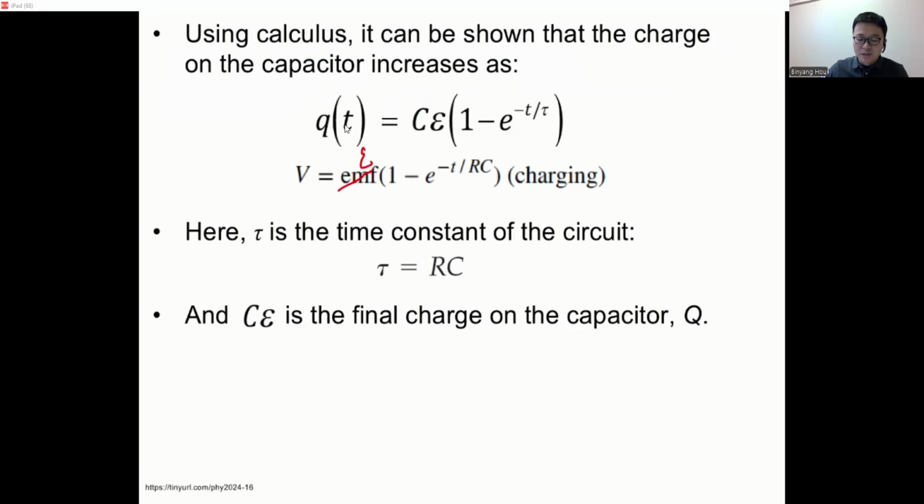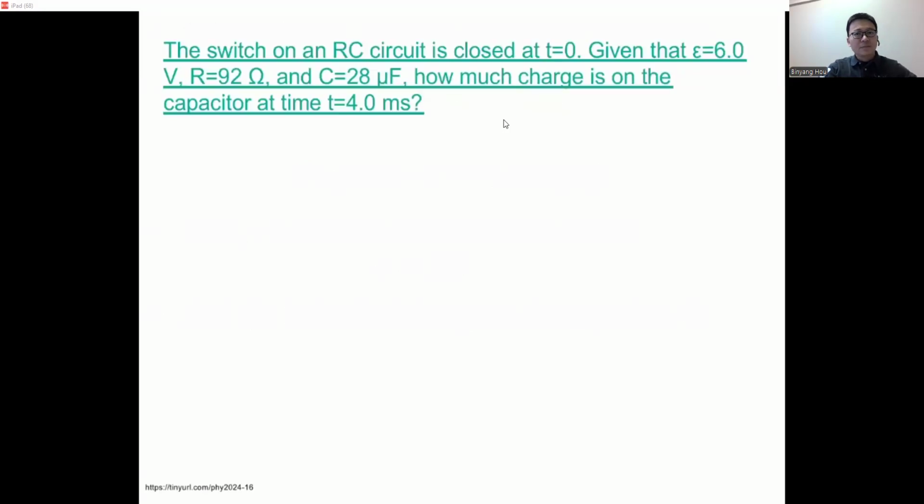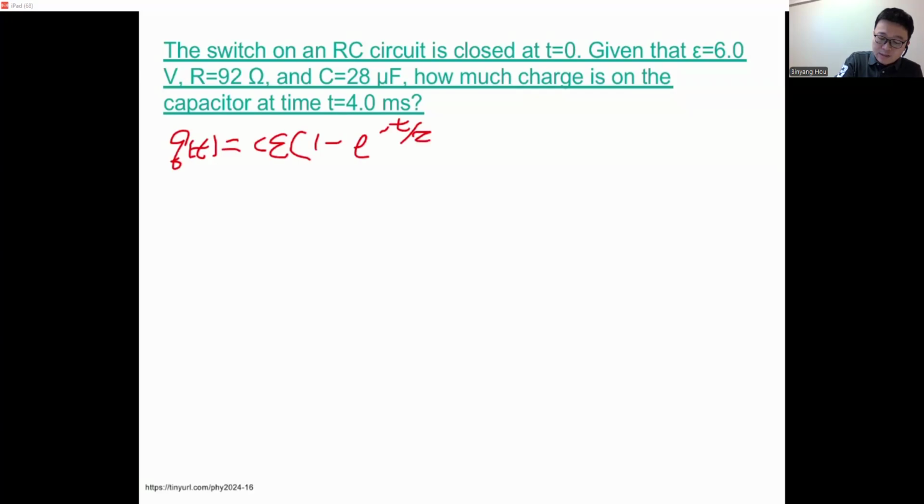We are looking for how much charge is on the capacitor at a certain time t. So then it's just plug in numbers. Here we are looking for Q as a function of t. So we know we should use Q as a function of t equals C epsilon times 1 minus e to the minus t over tau, where tau is equal to R times C.